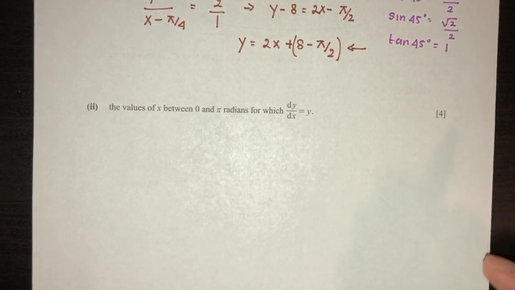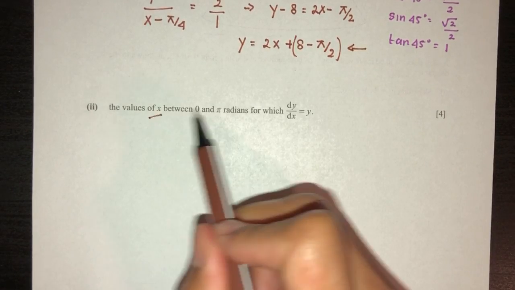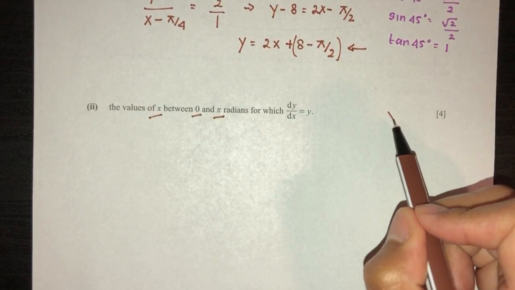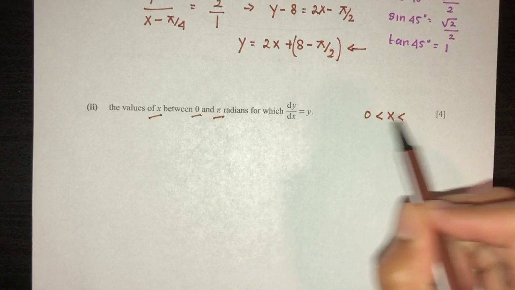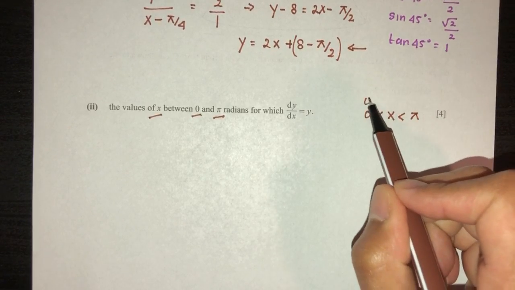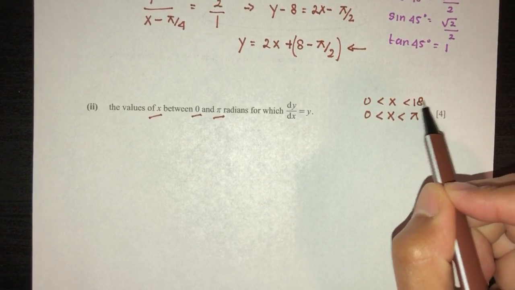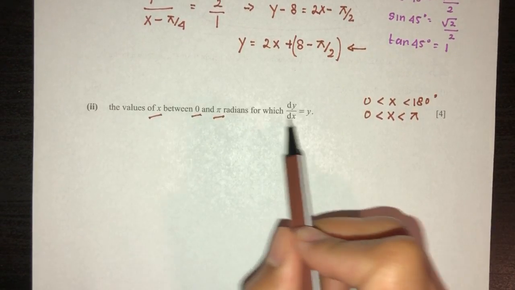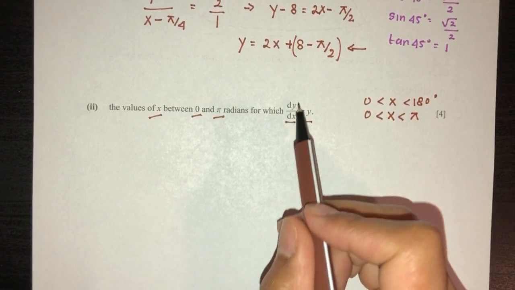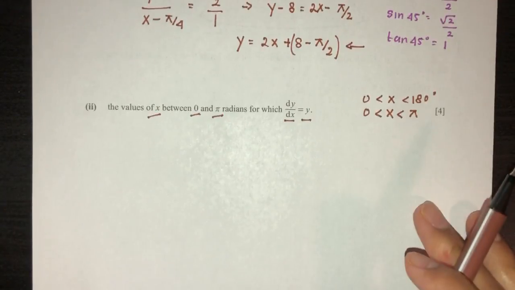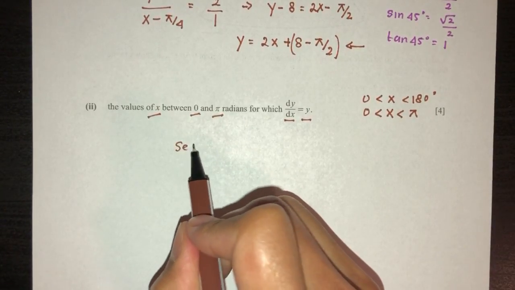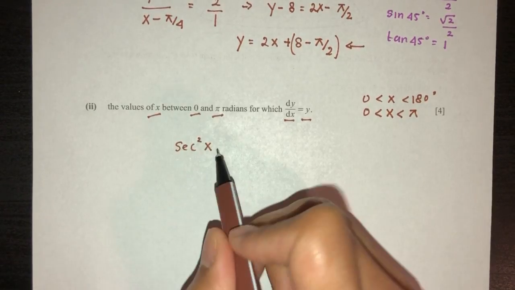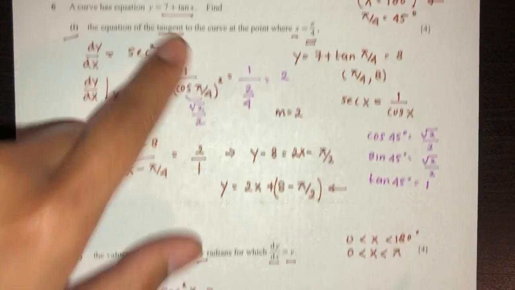Now for part 2, find the value of x between 0 and pi radians. So x is between 0 and pi, which is 0 and 180 degrees. That's okay, but we need pi, right? Radians. For which dy by dx is equal to y. So what is dy by dx? As you have seen, dy by dx is this value. That will be sec square x is equal to y, which is given by this equation, 7 plus tan x.